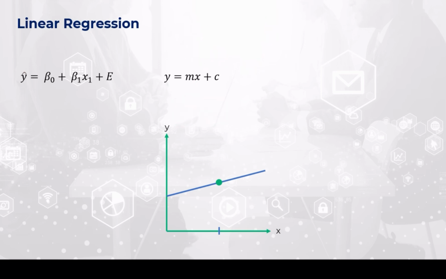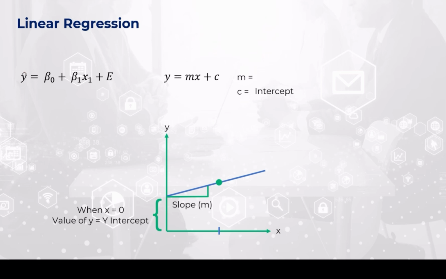Now, before jumping into it, you should also know what m is and what c is. If you look at this straight line, m is nothing but the slope. The value of y when x equals 0 is called the y-intercept. So c is nothing but the y-intercept. The model will give you the output for m and c.